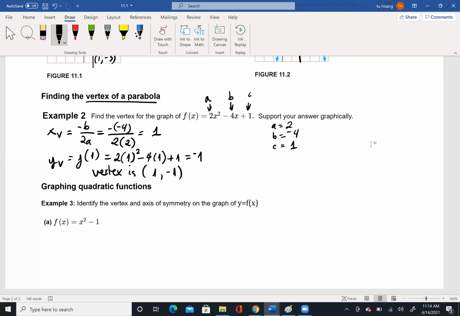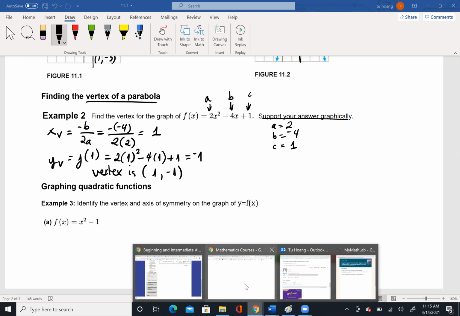And if you want to support the answer graphically, you can go ahead and draw the graph. Okay, so I have... let me see, for this one I can just use my Desmos to show you guys.